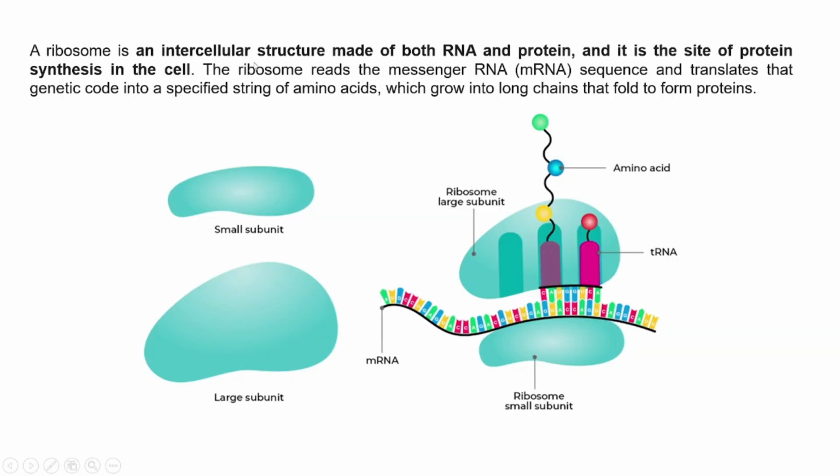The other option was ribosome. Obviously, a ribosome is a mixture of protein and RNA. It's an intracellular structure made of both protein and RNA, and it's the site of protein synthesis. This is a small subunit and a large subunit. This is the messenger mRNA I was talking about, and the ribosome reads the mRNA sequence and translates the genetic code into a specific string of amino acids, which grow into long chains, then form proteins. So this also has only RNA and protein. The question had salts, sugars, and everything, so obviously this is also not the correct answer.